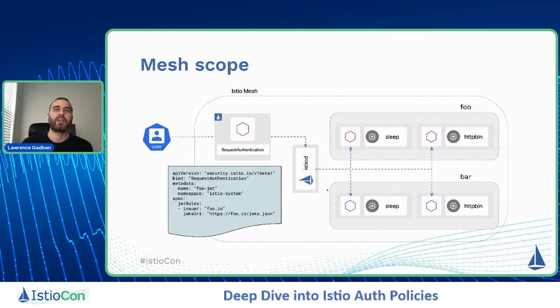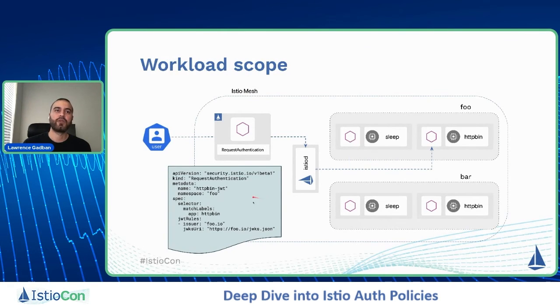And so again, here's a view of the scoping. In this case, in the Istio system namespace with no selector, that means it's mesh wide. So this request authentication config gets sent to all of the workloads, all of the proxies in the mesh. If we do a namespace wide, so no selector, but a non-root namespace, so namespace foo, all of the foo workloads will get it. And then, of course, you can target individual workloads. So in this case, we're targeting the httpbin app in the foo namespace.